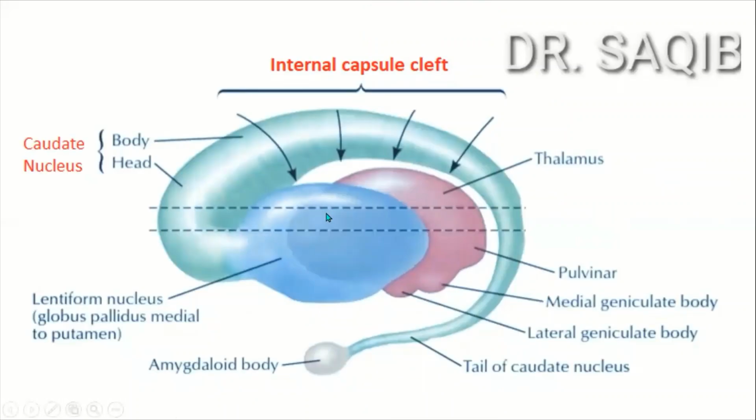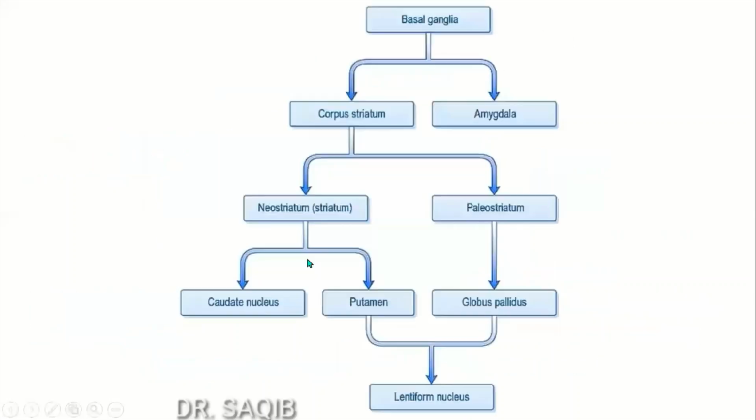So this is the picture, right? You see the picture, right? And this is the caudate nucleus, one component of the basal nuclei, or the basal ganglia. The caudate nucleus with its body, head, and a tail, right? And this is the lentiform nucleus consisting of two parts, globus pallidus and putamen, right? And this is the amygdala. This is what I discussed with you.